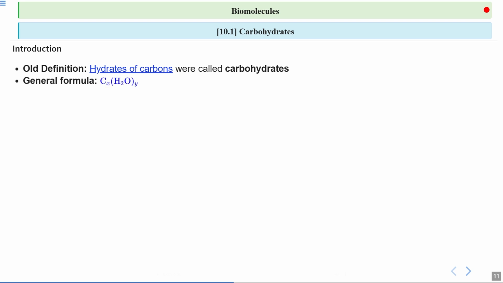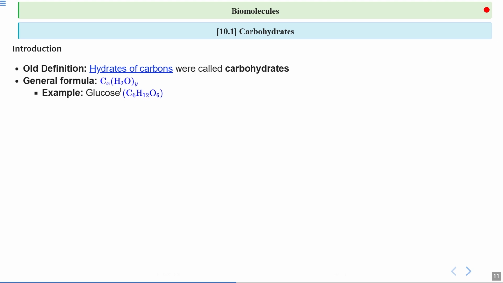Now, if we see the general formula of carbohydrates, this is CxH2Oy. X stands for the number of carbon atoms and Y stands for the water units that are present. For example, if X is 6 and Y is 6, that means 6 carbon atoms and 6 water units. If we look at a specific example, glucose, its formula is C6H12O6.